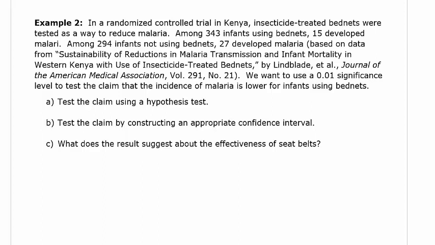Example 2. In a randomized controlled trial in Kenya, insecticide-treated bed nets were tested as a way to reduce malaria. Among 343 infants using bed nets, 15 developed malaria. Among 294 infants not using bed nets, 27 developed malaria. We want to use a 0.01 significance level to test the claim that the incidence of malaria is lower for infants using bed nets. So we're going to test the hypothesis.